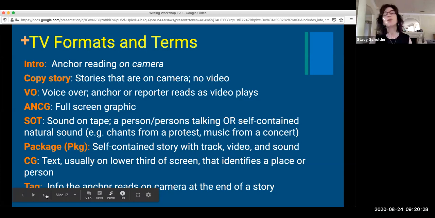We might put up a full screen map where you'd write a few words to describe where the fires are located that you see on this map. A SOT, as we said, is sound on tape. This is when you have a soundbite, a person talking. Or it could be some natural sound up full, maybe for a few seconds, chants from a protest, music from a concert. A package is a self-contained story with track, video, and sound. Okay, and then the CG is the lower third name on the bottom of the screen, usually a place or a person. And then last is a tag, and this is at the very end of a story. A tag is basically the anchor reading something, a line or two at the end, sort of to button up a story.